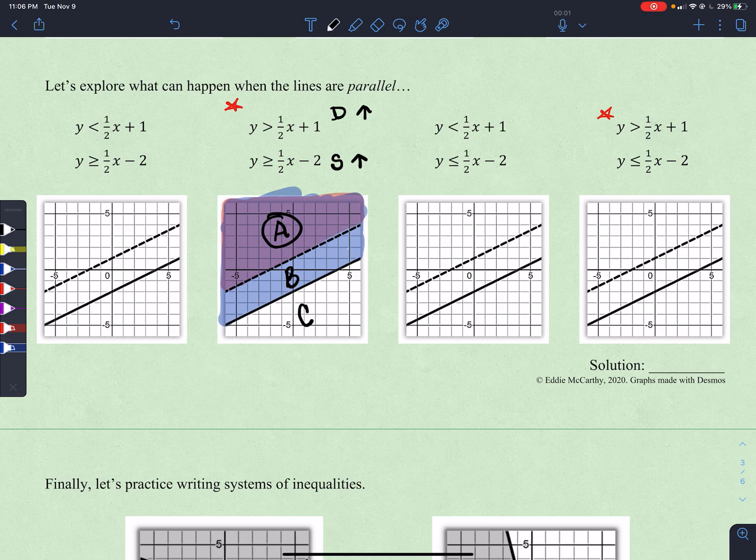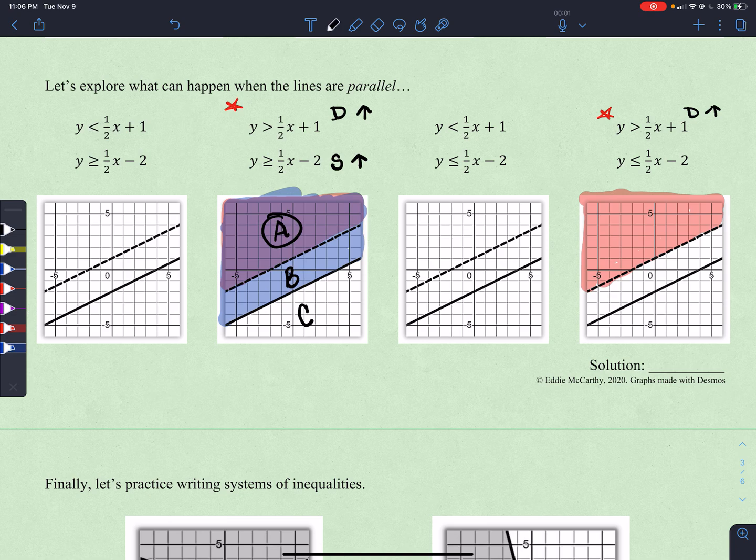All right, so looking at this last one over here, y is greater than, so that's going to be a dashed line, and it's going to be shaded above. So if y is greater than the dashed line, it's going to be everything above that dashed line. Okay. Now let's see if any blue overlaps that.